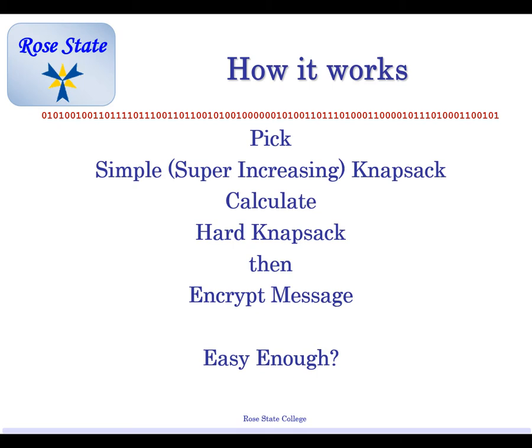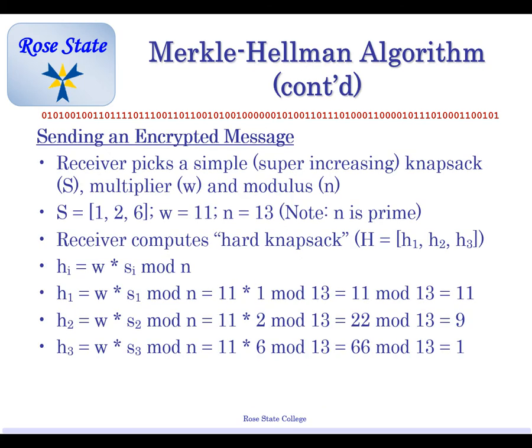Okay. Now, let's see how it actually works. Okay, so the receiver, so Cameron over there, he picks a simple super increasing knapsack, S. He also picks a multiplier and a modulus. So Cameron, who will be the receiver, has picked 3 items. So for the simple super increasing knapsack, we have 1, 2, and 6. Could be more numbers in it. I think your assignment is 4 numbers.